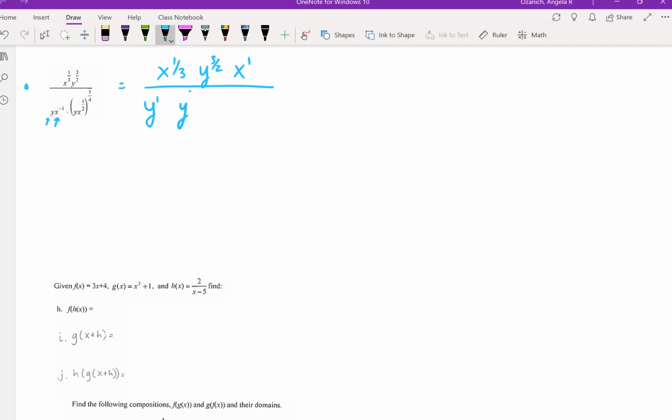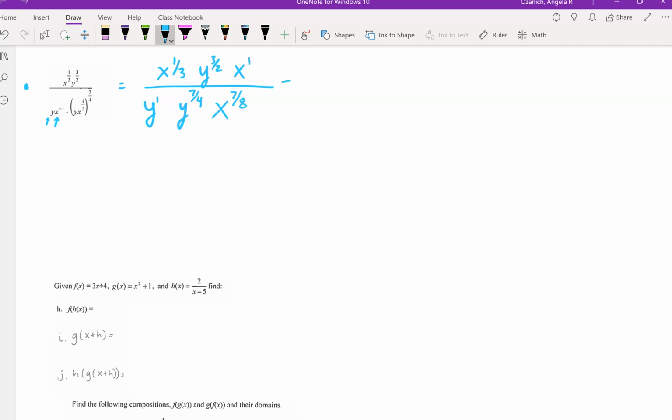So the y to the 7/4 in this space, and then when you have a power to a power, remember you're going to multiply your exponents. So I think 1 times 7, 2 times 4, that gives us 7/8. Okay.